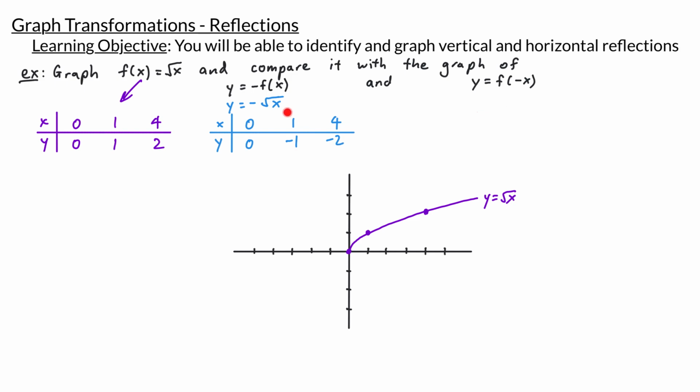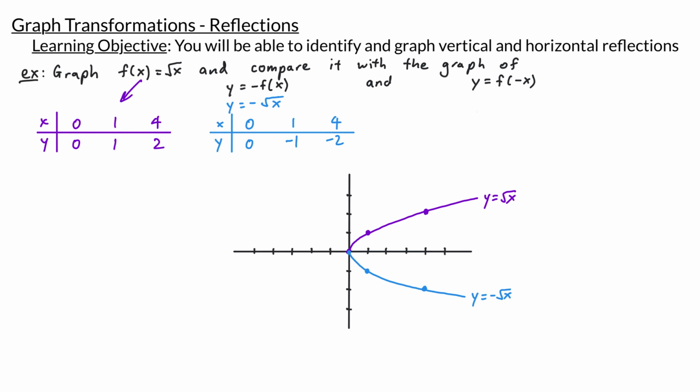If we compare this blue table with our original purple table, you'll notice that all of the y-coordinates have opposite signs. Before, they were 0, 1, and 2. Now, because we're working with the negative of our function, the y values are 0, -1, and -2. If we plot these points, we have (0, 0), (1, -1), and (4, -2). Connecting these points, we get the following graph. This is the graph of y equals negative square root of x.